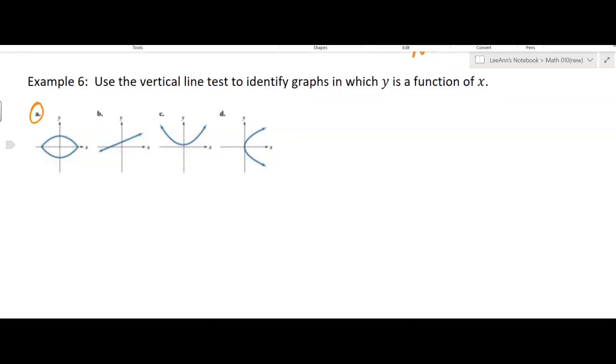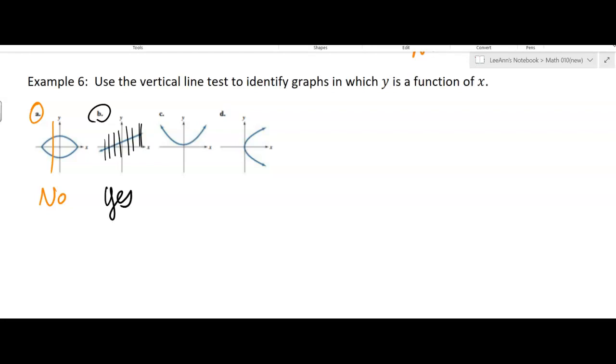Okay, so let's look at this one. Do we think that's a function? No, because you can draw a vertical line right there or a bunch of other places. So no, this is not a function. Okay, B. What do we think on that one? Do we think that's a function? Yeah, it's linear, and you could draw a vertical line any place, and it's only going to hit once. So yes, that's a function.